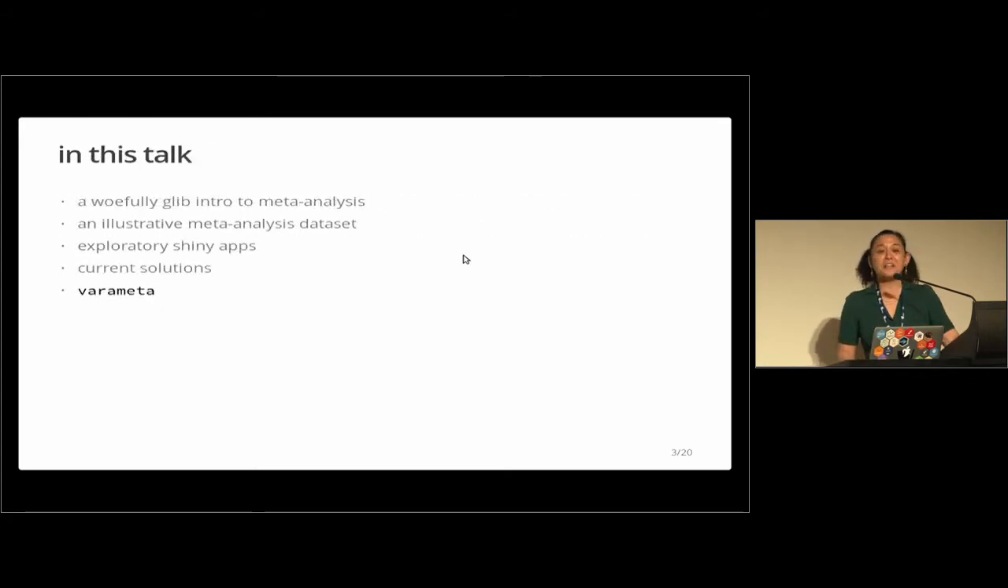So in this talk, I'll give a woefully glib intro to meta-analysis, where I am still getting my head around the theory myself. I'll try to contextualize it a little bit and look at an illustrative meta-analysis data set. And also have a look at some exploratory data, Shiny apps, my very first Shiny apps that I built to explore how well our estimator worked, and discuss the current solutions, and finally talk a little bit about the package that I'm developing to solve this problem.